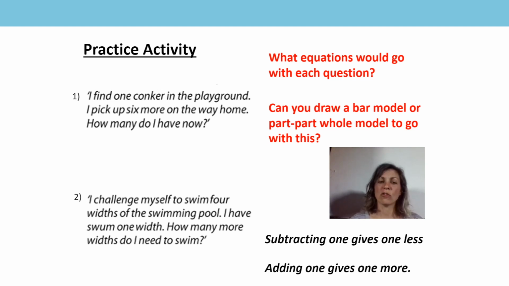Then question 2. I challenge myself to swim 4 widths of the pool. I have swum 1 width. How many more widths do I need to swim? Again, can you write the equations that go with this problem, and can you draw a bar model or a part-part-whole model to go with it?